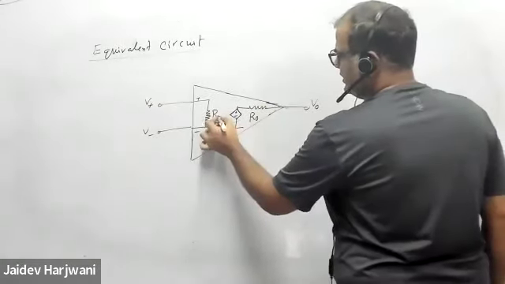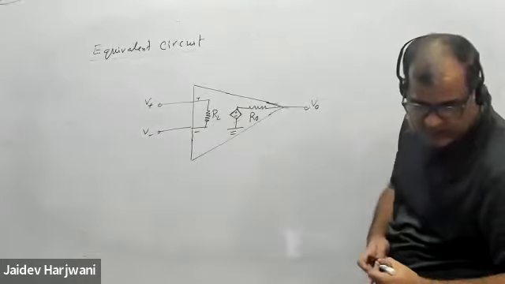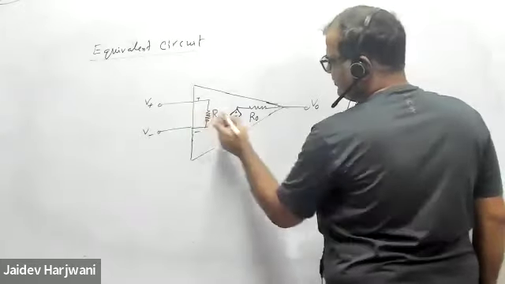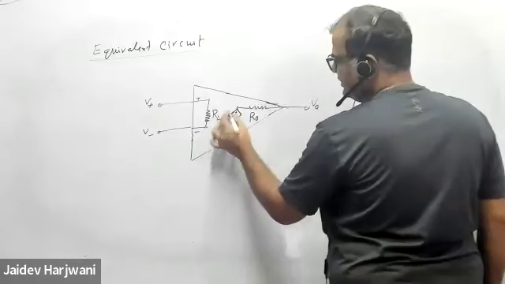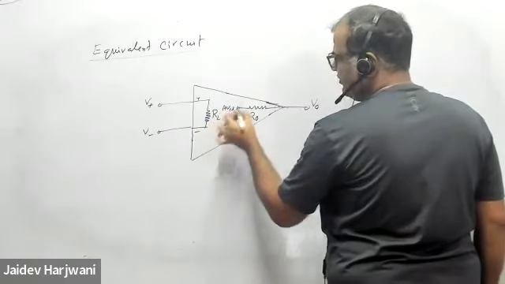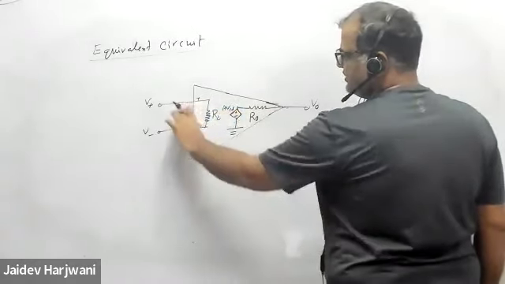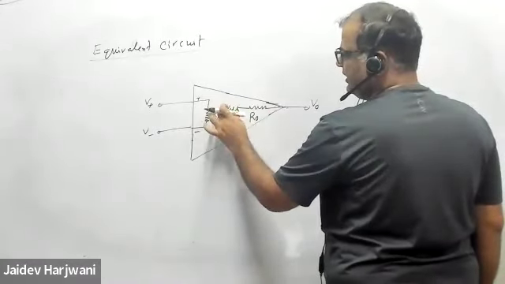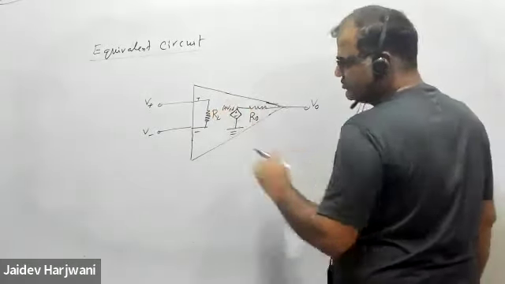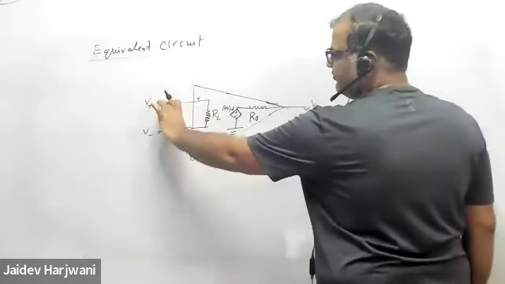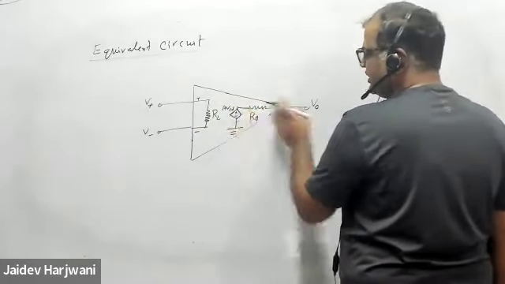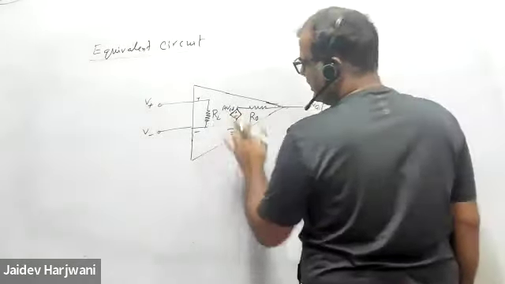This RI, is it visible? RI, between plus and minus, and the value of this voltage source is A VID, the difference of the inputs times the gain. Whatever difference you apply, A multiplied by that difference will be this voltage. This dependent voltage source gives A into VID, and this is R naught. Some voltage will be lost here, the remaining you get as V naught here.